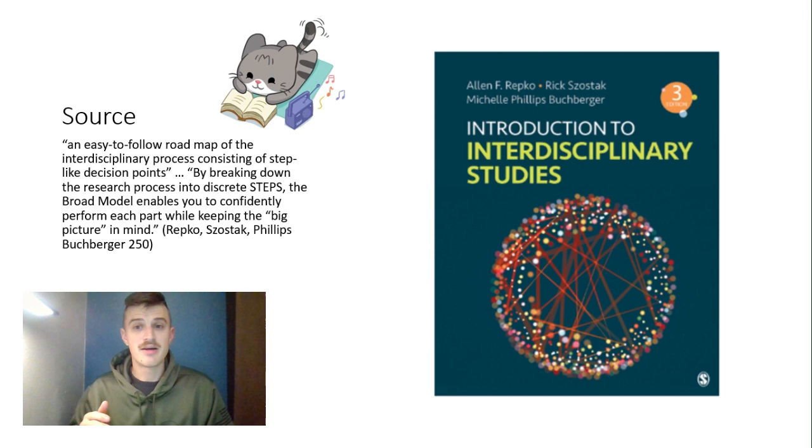And at the end of it, we have the revelation of the BROAD model, which utilizes everything we had learned previously. So as you can see in the quote here, the BROAD model is an easy to follow roadmap of the interdisciplinary process consisting of step-like decision points. By breaking down the research process into discrete steps, the BROAD model enables you to confidently perform each part while keeping the big picture in mind.